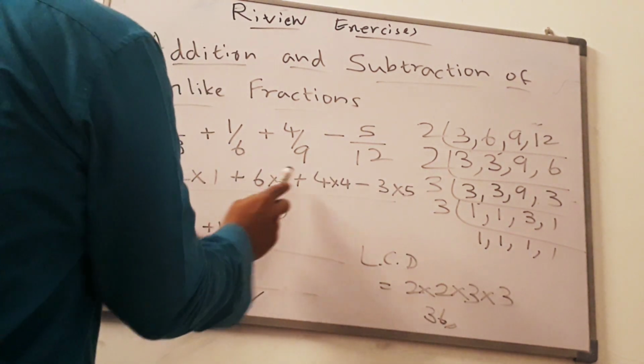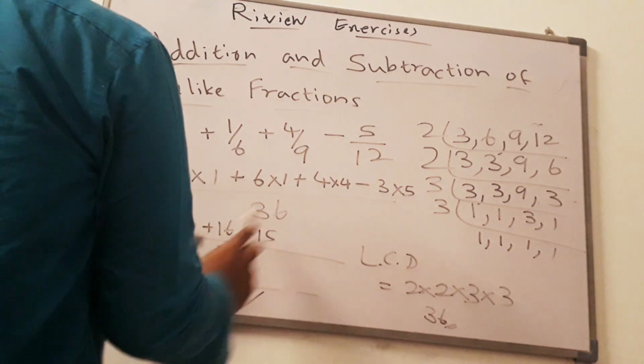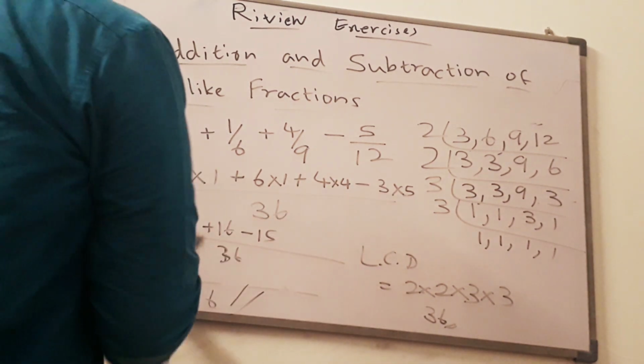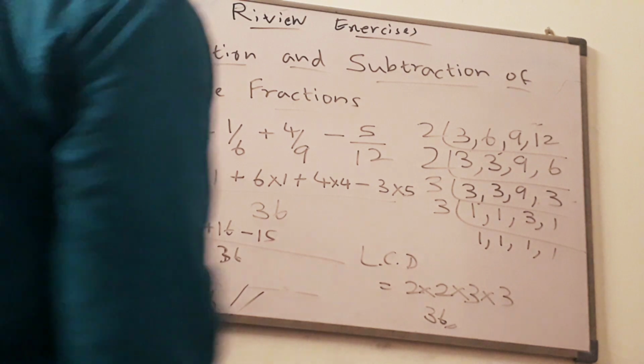12 times 1 is 12, 6 times 1 is 6. 4 times 4 is 16, 3 times 5 is 15. And when we simplify this, we get this as the answer.